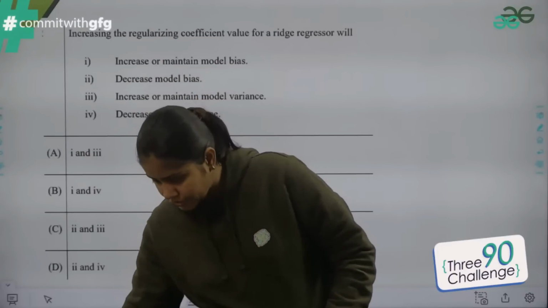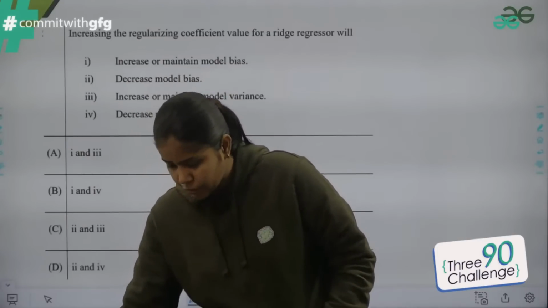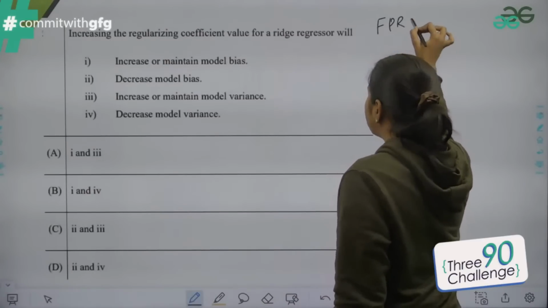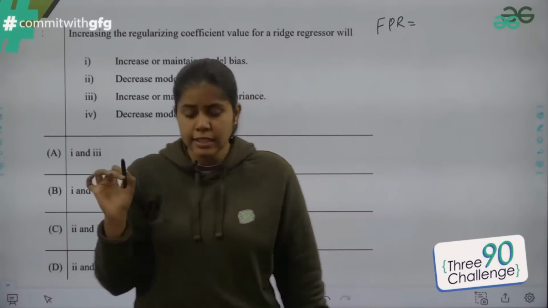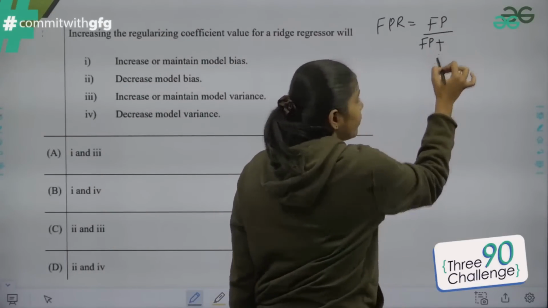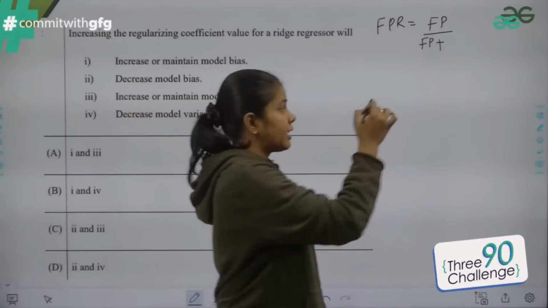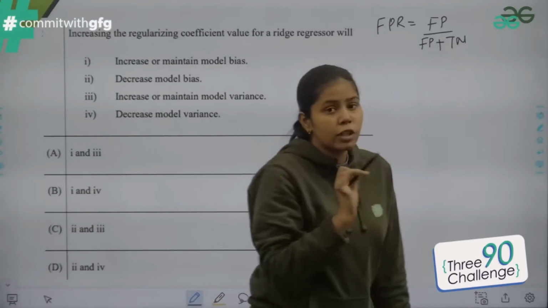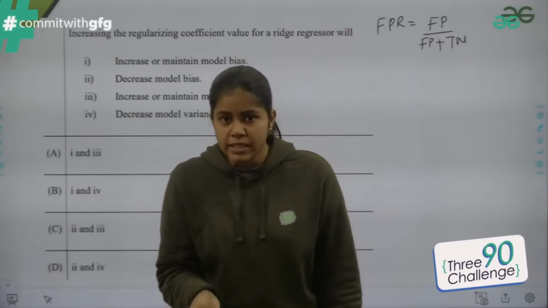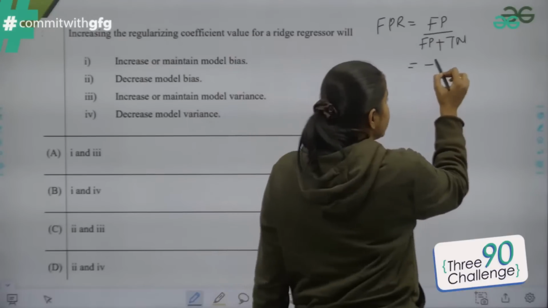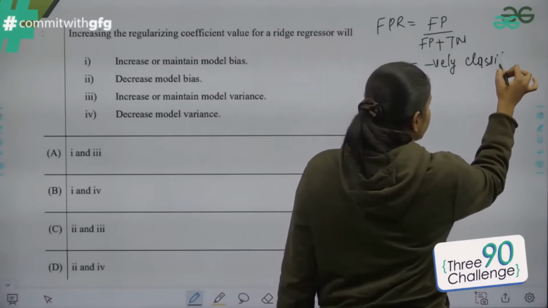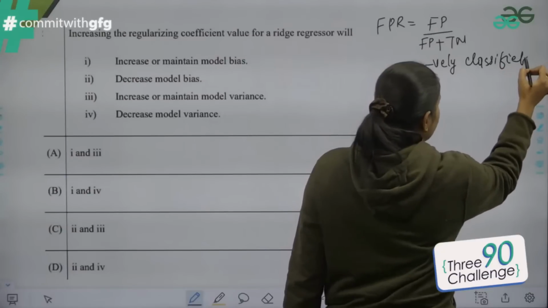Okay, Suyesh is asking what is the intuition behind the ROC curve. Let me tell you in detail. If I talk about false positive rate, what is false positive rate? False positive rate is false positive upon false positive plus true negative, right? That is my false positive rate, and this false positive rate is the fraction of negative examples classified wrongly. This is what false positive rate is.